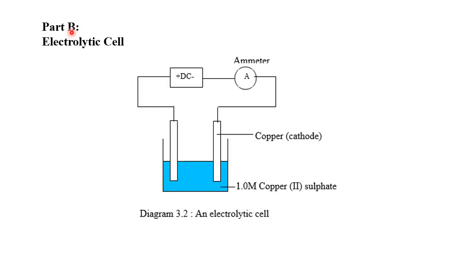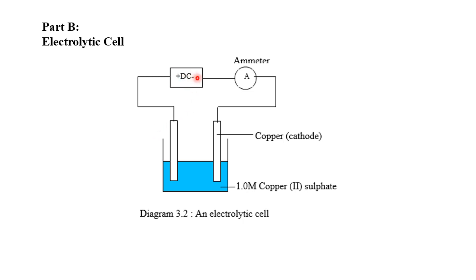Next, part B, electrolytic cell. This one changes electrical energy to chemical energy. So a transformer is given over here. The positive terminal must connect with the carbon. Carbon is missing here, so you have to jot down carbon as the anode.